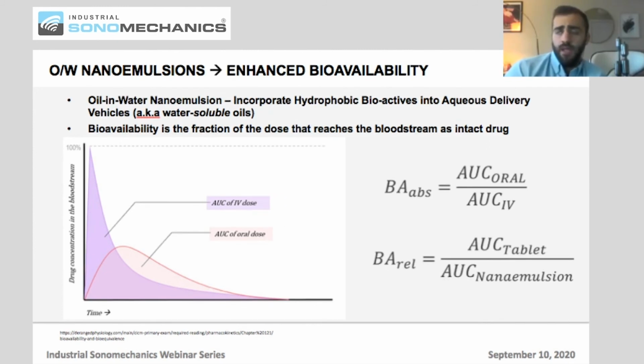Generally speaking, though, what's often more reported in literature are relative bioavailabilities, where we compare two different oral formulations. For instance, a drug substance in a tablet and a drug substance in a nano-emulsion. And by measuring the ratios of their respective areas under their curves, we can report an increase in bioavailability due to the delivery vehicle.